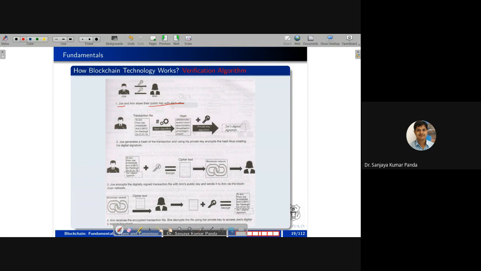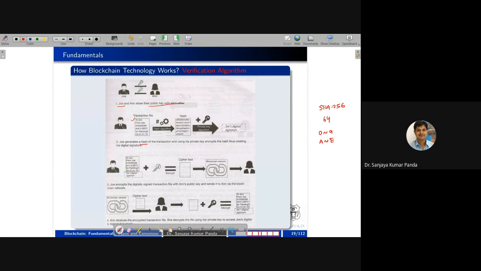Then what did Joy do here? Joy generates a hash. It is a 256 bit. If you go for SHA 256, we are generally using SHA 256 in the case of blockchain, right? So there are 64 characters, hex letters, right? You know hexadecimal means 0 to 9 and A to F. So in total you have 16 characters, 10 plus 6, A, B, C, D, E, F, right? So 16 different alphanumeric characters are there.